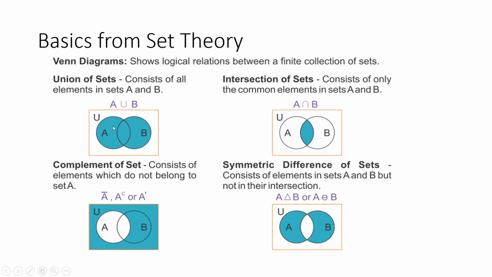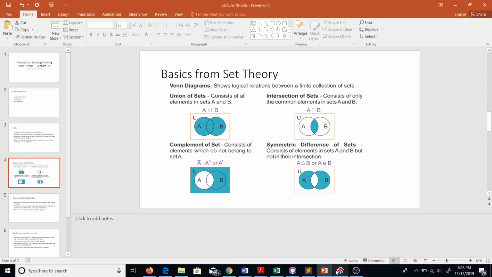For example, if you have sets A and B, the union is the set of all elements. So essentially we'll be returning new sets, right? Intersection will return a set of only the common elements in A and B. Complement is everything but A or everything but B, depending on whose complement you're trying to find. And then symmetric difference is when two sets overlap, the element that's common is removed, right? So this will make more sense when we go and do that in Python.